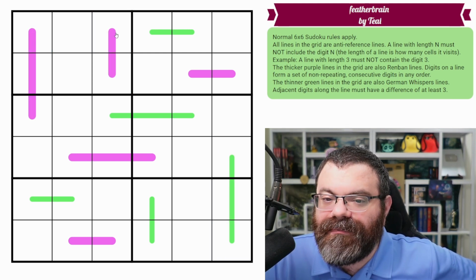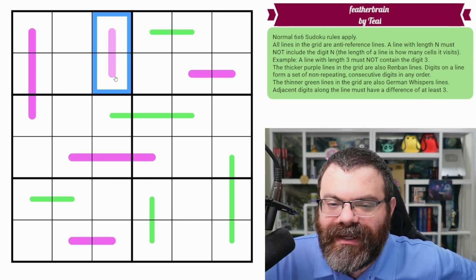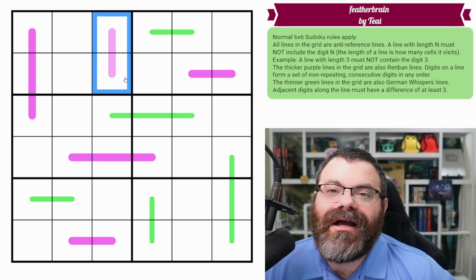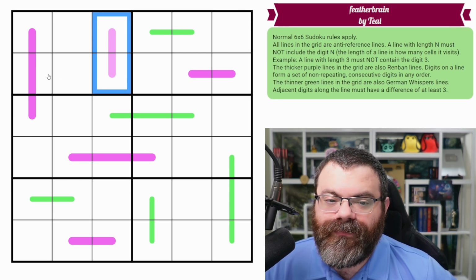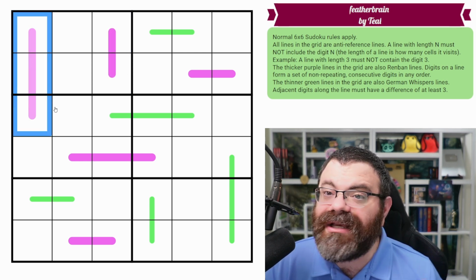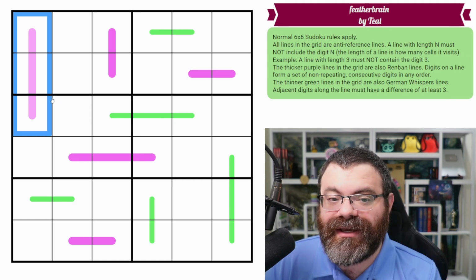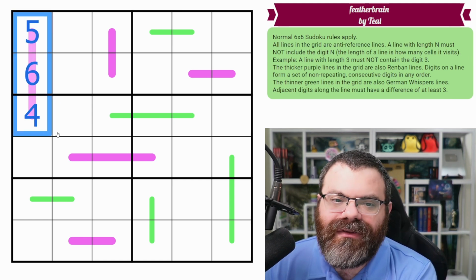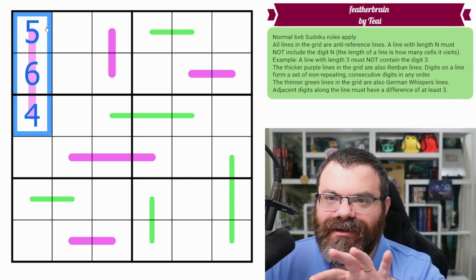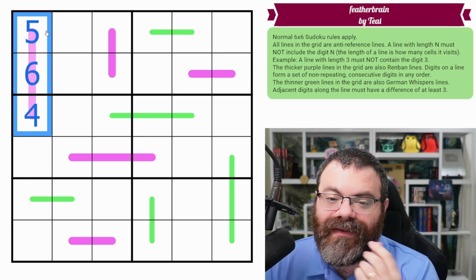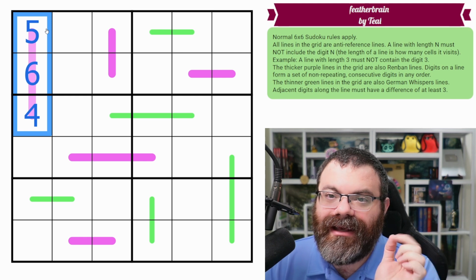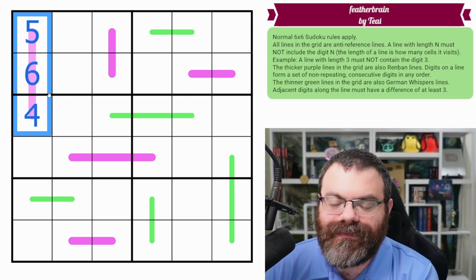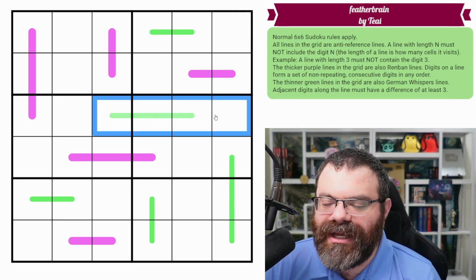In addition to that, the purple lines are Renban lines. A Renban line contains a set of consecutive digits, but in any order. So for 3 digits, we could pick 3 consecutive digits, like 4, 5, 6. And then they could go in any order. We could go 6, 5, 4, for example. The order doesn't matter, but if you take all of the digits on the line, first of all, you can't repeat any. And secondly, if you take that set and organize them, they'll end up being a consecutive list.